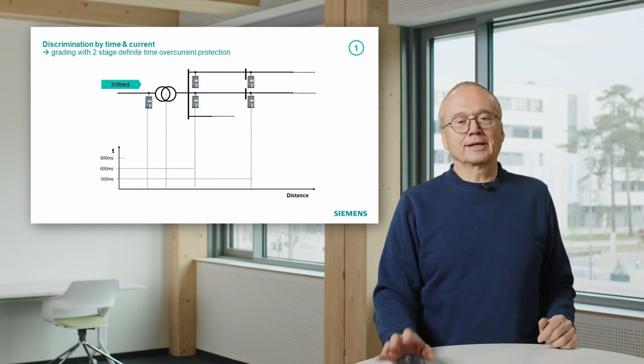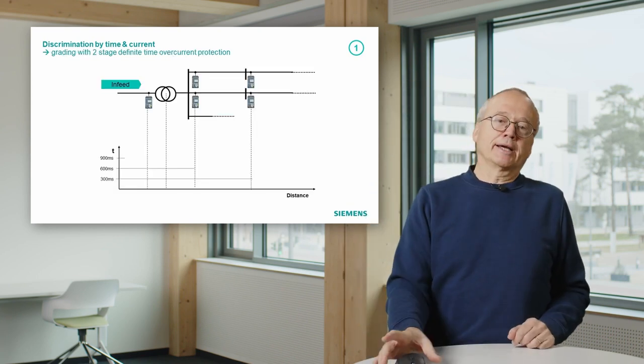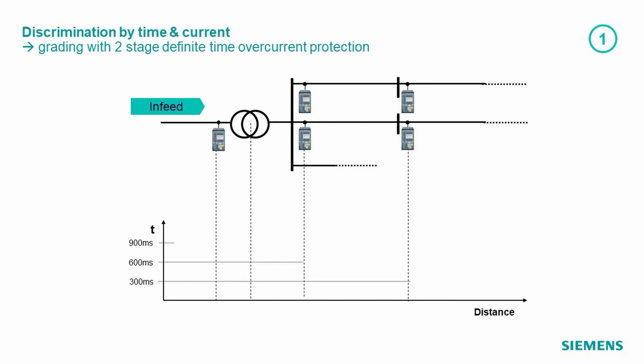What can we do with that? Let's look again at that example I already showed before. We have here this feeder. We have an overcurrent relay on the high voltage side of the feeder, and on the medium voltage side we have different cables feeding the city, different substations in the city.